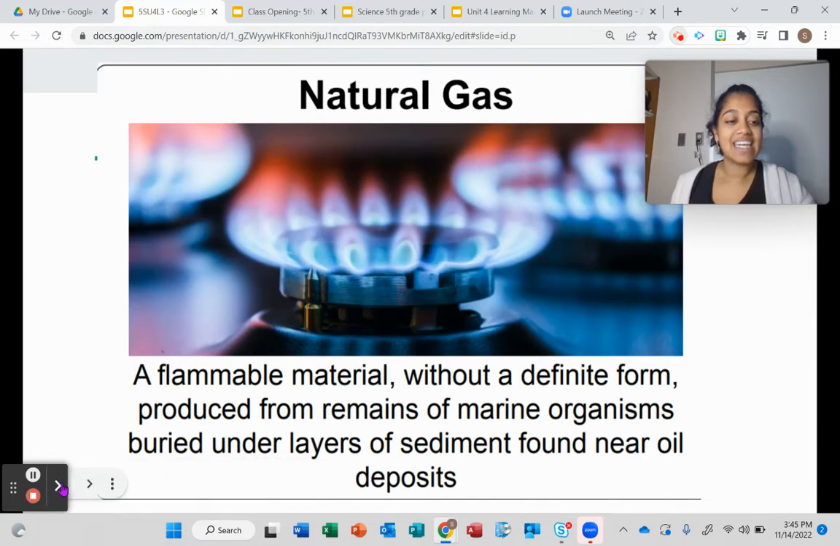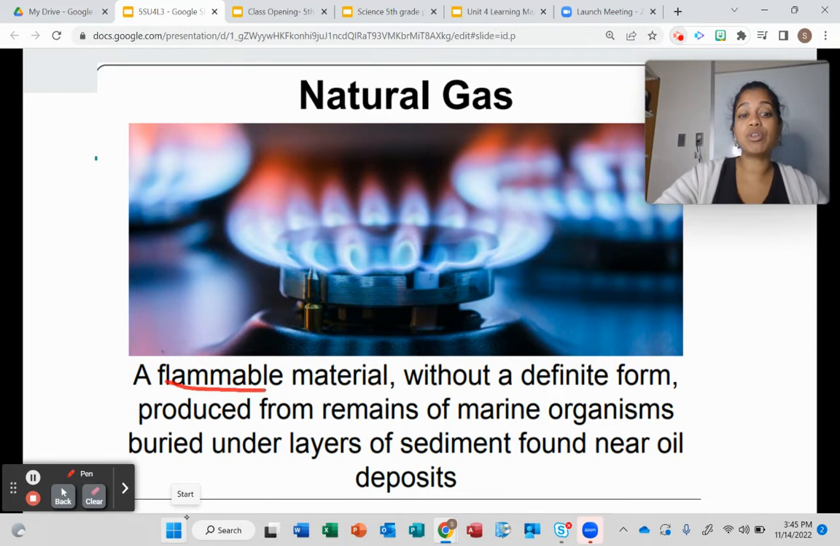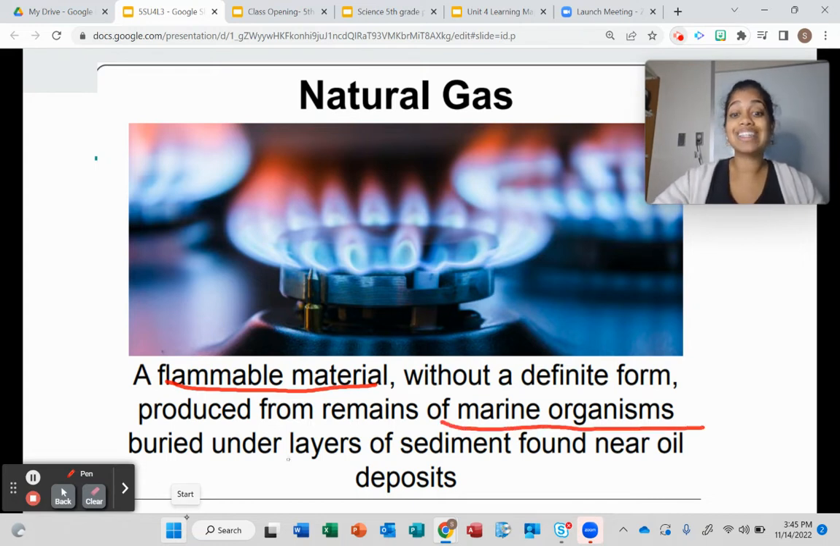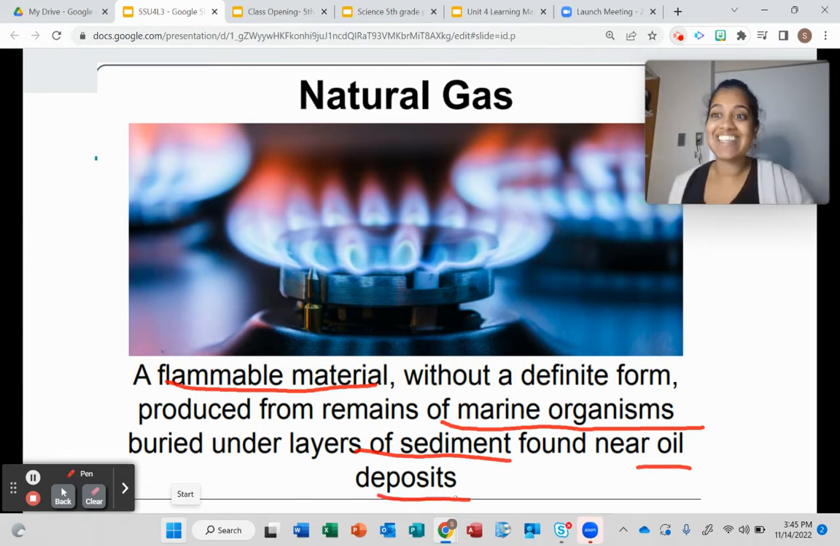All right. Natural gas. Gas is a flammable material, which means it can catch fire, and it has no definite form. It's produced from the remains of marine organisms buried under layers of sediment, or little tiny rocks, found near oil deposits. So, natural gas is a flammable form of fossil fuel, and we find it under layers of the ocean. Okay.